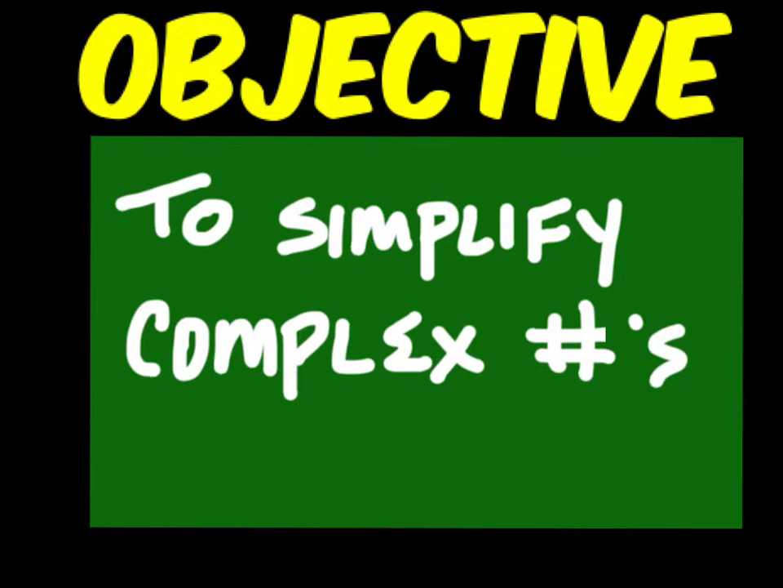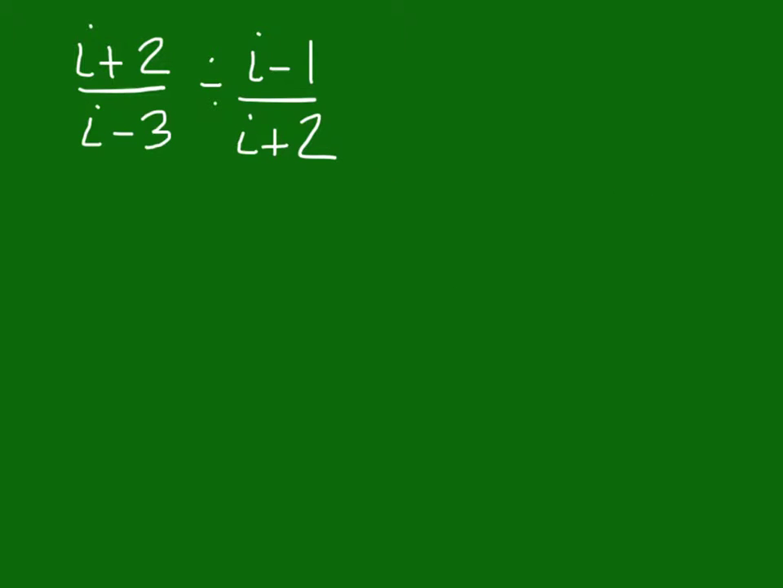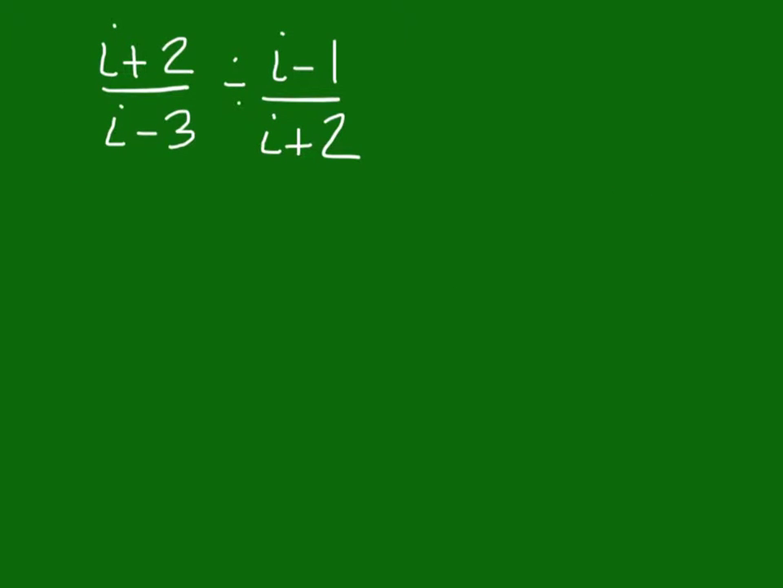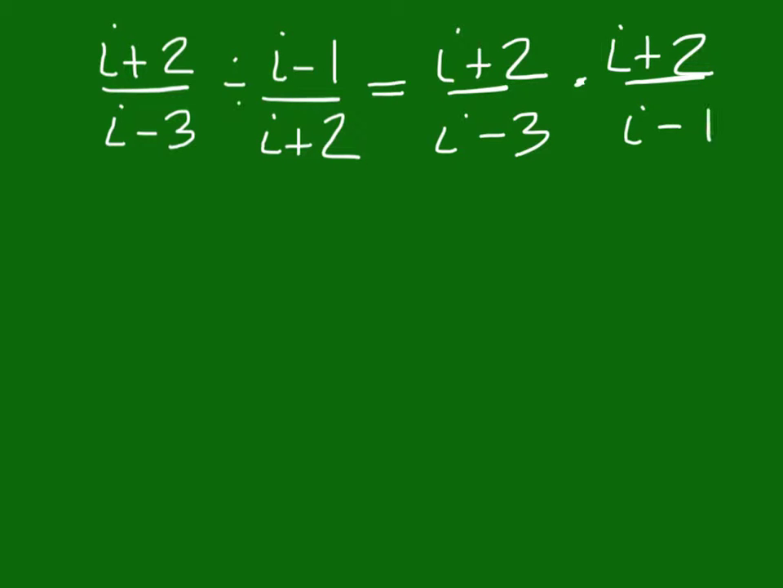To simplify complex numbers, example number 1. This is a multiplication problem, and you flip and multiply. In the previous unedited version of this, I said you needed a common denominator, and it's not a plus or minus problem. It's just (i + 2)/(i - 3), and then you multiply by the reciprocal, which is (i + 2)/(i - 1). Now you just multiply the tops and the bottoms.